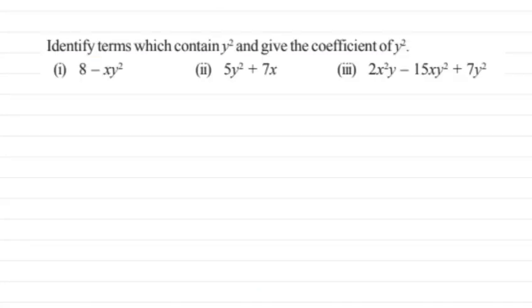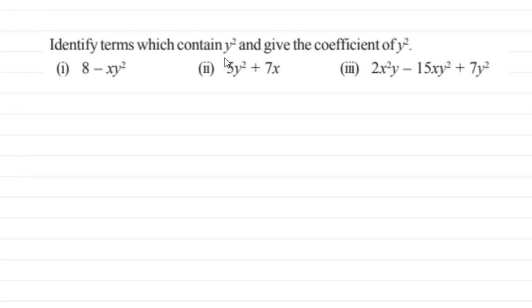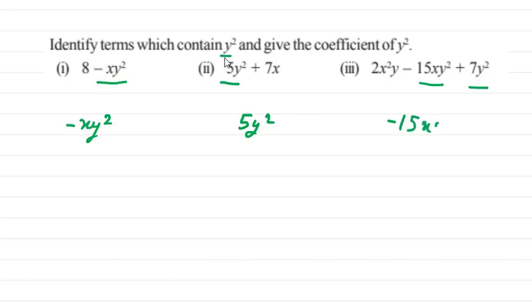The next question is identify the terms that contain y square and give the coefficient of y square. So this is also the same as the previous question. So here you have to see the terms which are having y square. So this term is having y square, here this term is having y square, here this term is having y square, also this term is having y square. So the terms are minus xy square, 5y square, minus 15xy square plus 7y square.